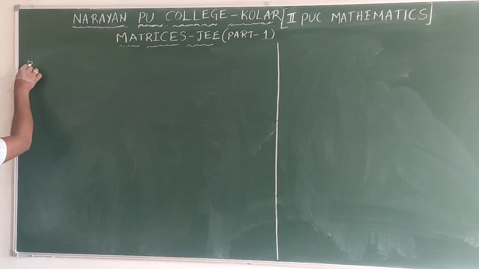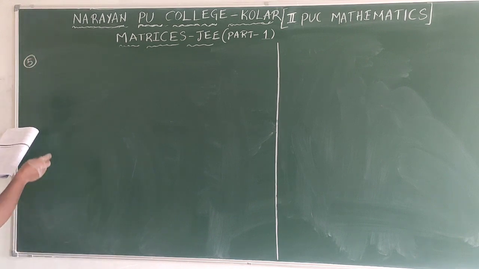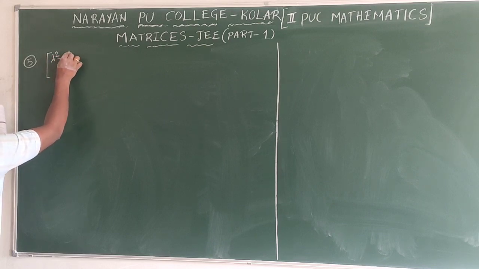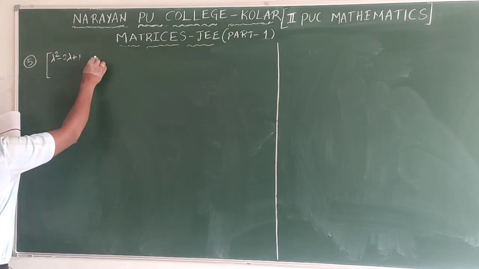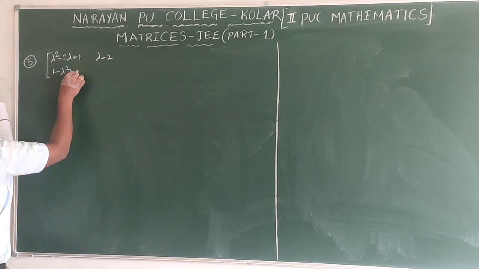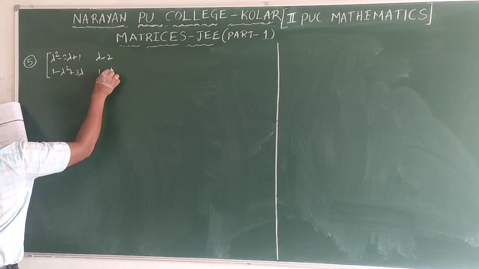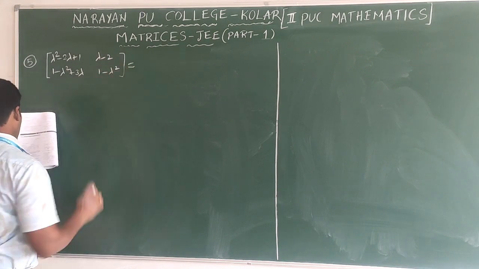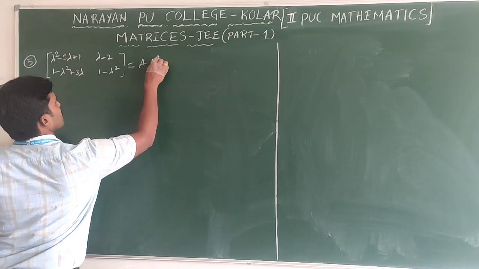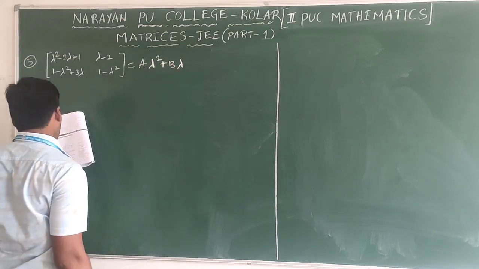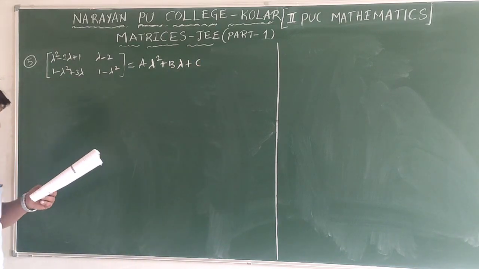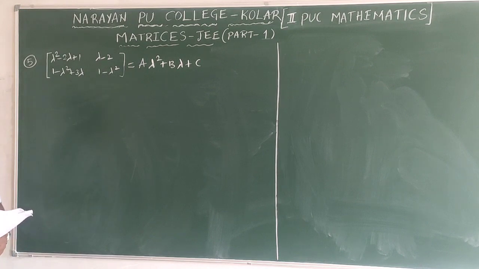Next, question number 5. They given a matrix: [lambda square minus 2 lambda plus 1, lambda minus 2; 1 minus lambda square, plus 3 lambda 1 minus lambda square] equal to capital A into lambda square plus B lambda plus C, where A, B, C are matrices, then find B plus C matrix.